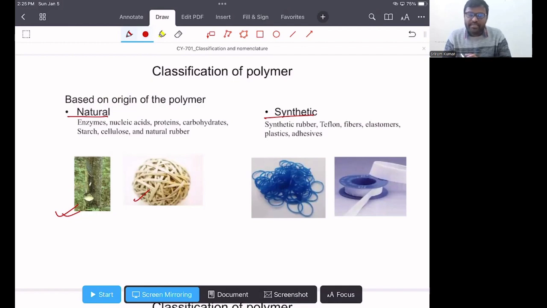And as for the synthetic polymers, we synthesize polymers in the laboratory by chemical reactions. So, for example, if you take this Teflon tape, here the Teflon tape is an example of the synthetic polymers. If you think about synthetic rubber, these are the materials based on the origin of these polymers.